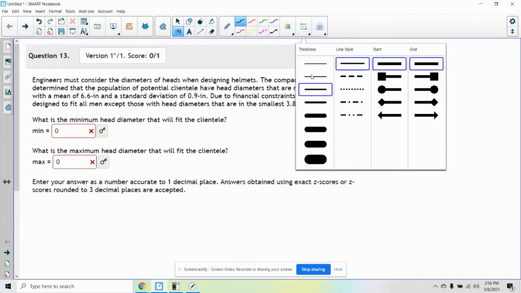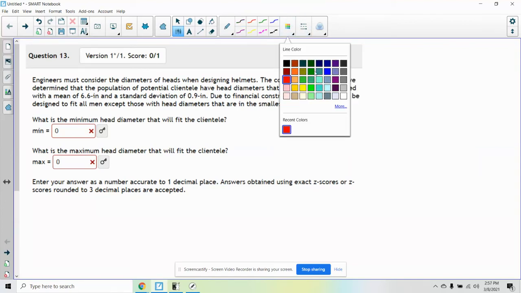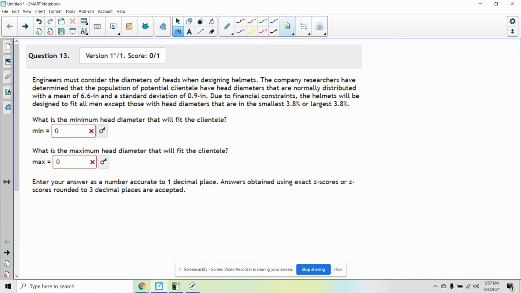Okay, here is question number 1. It says engineers must consider the diameters of heads when designing helmets. The company researcher has determined that the population of potential clientele have head diameters that are normally distributed with a mean of 6.6, standard deviation of 0.9. Due to financial constraints, the helmets will be designed to fit all men except those with head diameters that are in the smallest 3.8% or largest 3.8%.